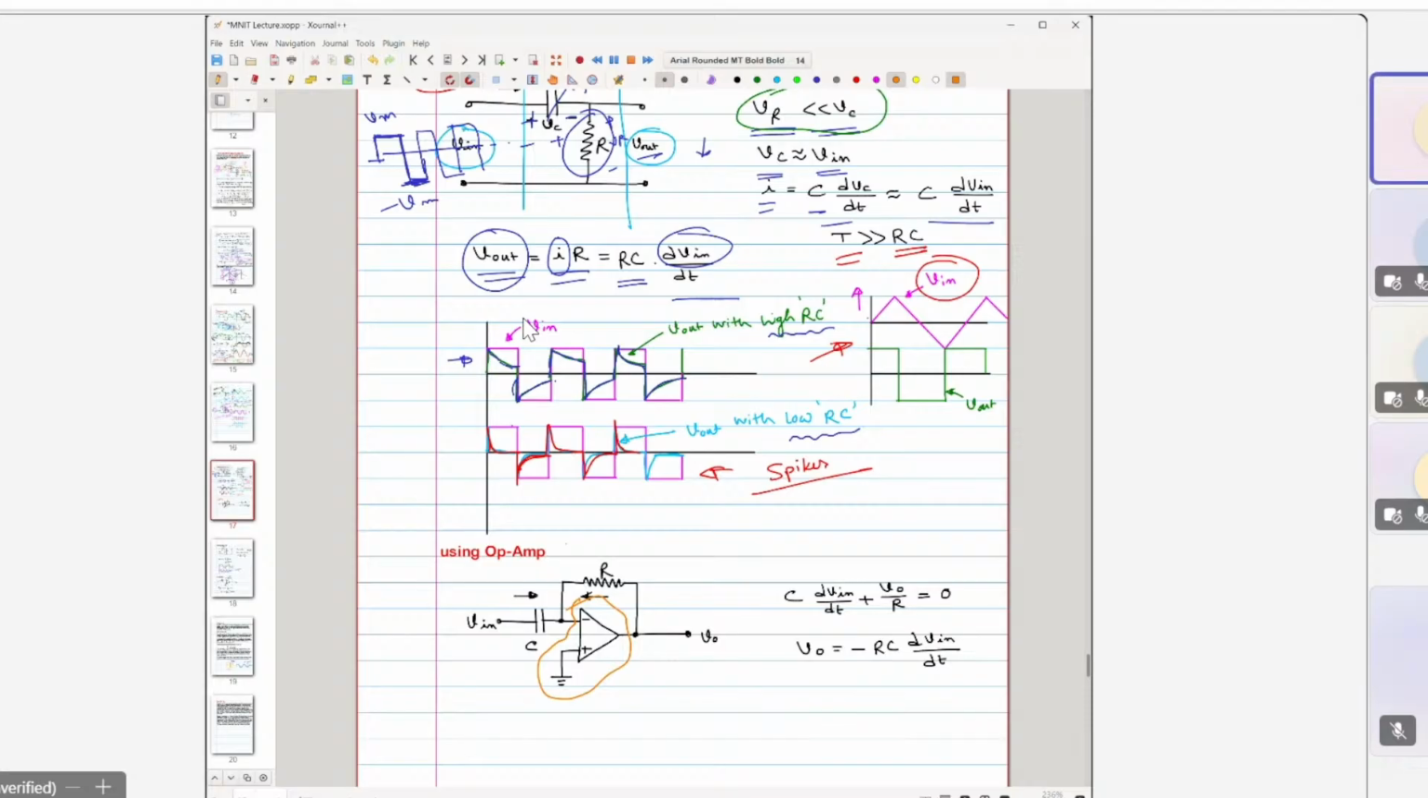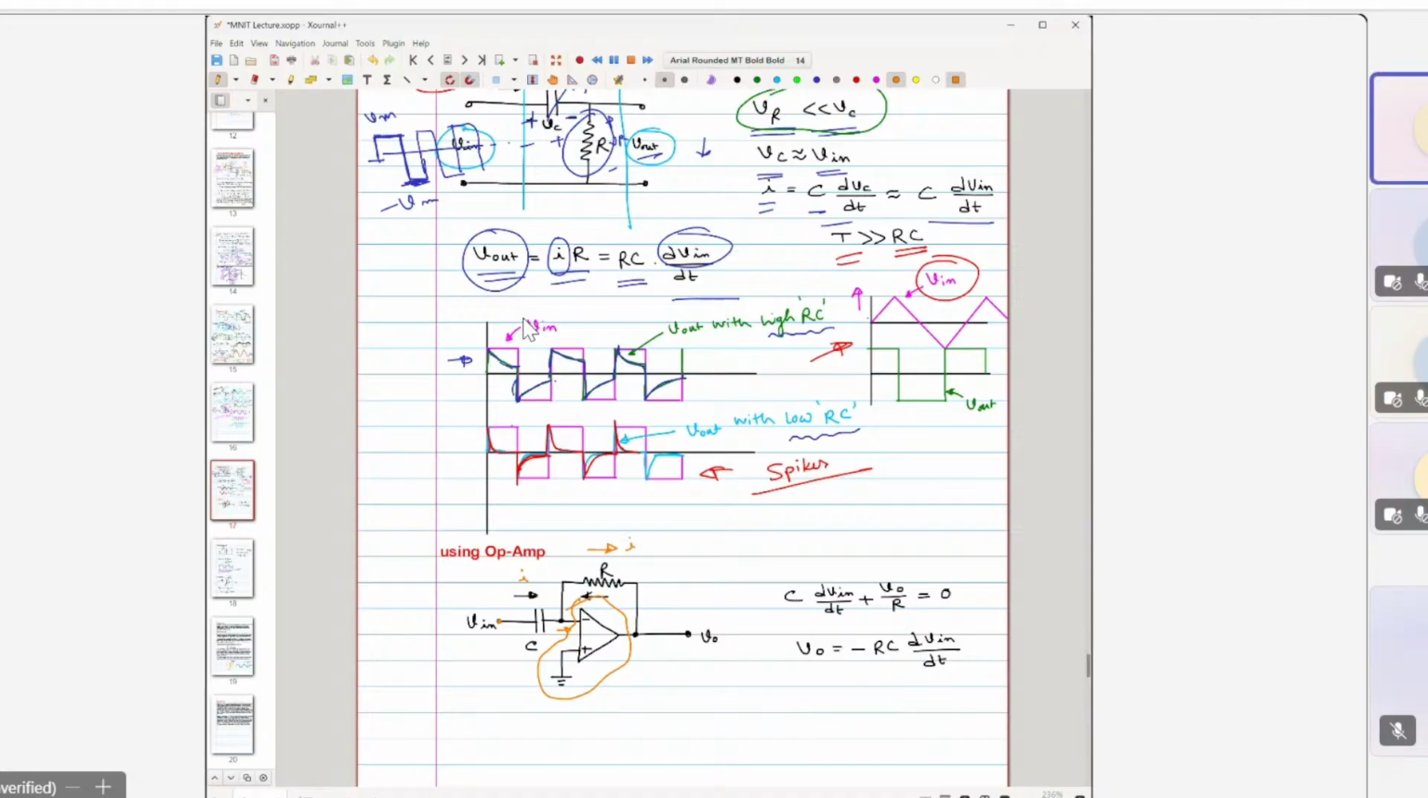Inverting mode, right? Here this is V in. With the inverting terminal, we are feeding the signal through a capacitor and this resistor. If you consider this op-amp as an ideal op-amp, it does not consume any current. No current can go inside this op-amp, so whatever current is flowing through this, the same current has to go out.